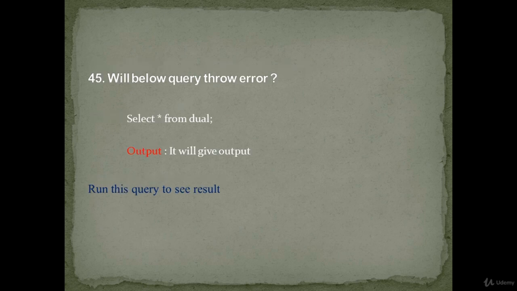Question number 45. Will the below query throw an error? Select a start from dual. Output: it will give you output. Run this query to see the result. And what will be the output of this query? Say yes, it will give you output X, because the dual table has only one row and one column.